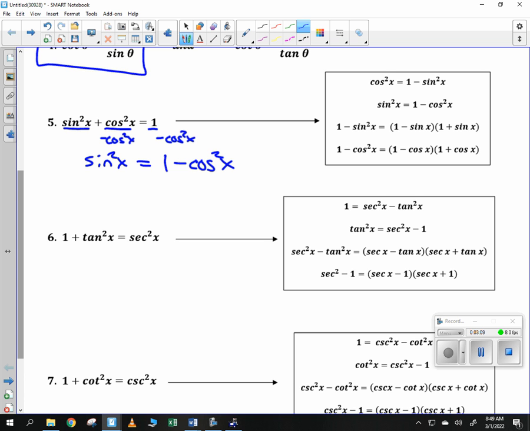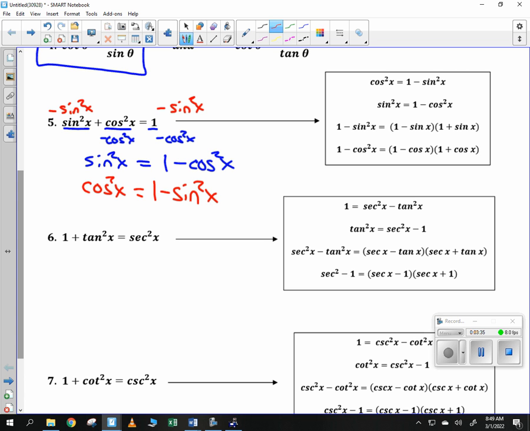Let's do another one. Suppose instead of subtracting cosine squared, I subtracted sine squared of x from both sides. What would remain on the left-hand side? Cosine squared of x. And what's on the right-hand side then? 1 minus sine squared. Those are 3 formulas that you really, really want to know.